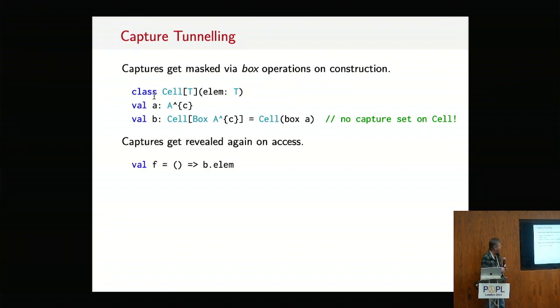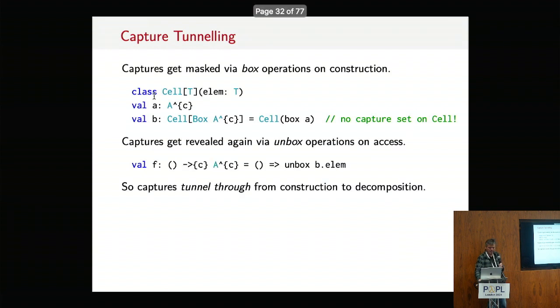On the other hand, when I access things, so let's say I have a function f, which is a lambda, and it takes the b and it returns the element of the b. So what happens there is that the type of the element, which is box AC, has to be unboxed on access. It's this unboxed thing here. And what that leads to is that the function f has this type here.